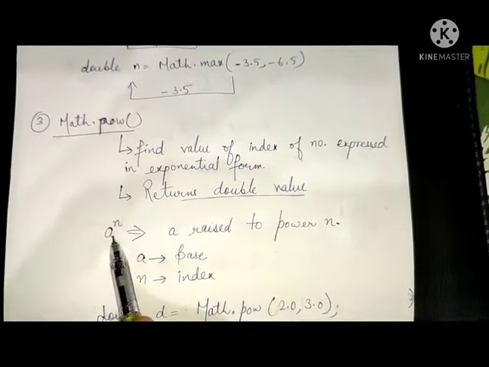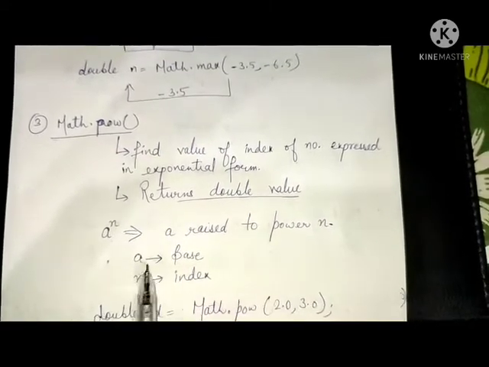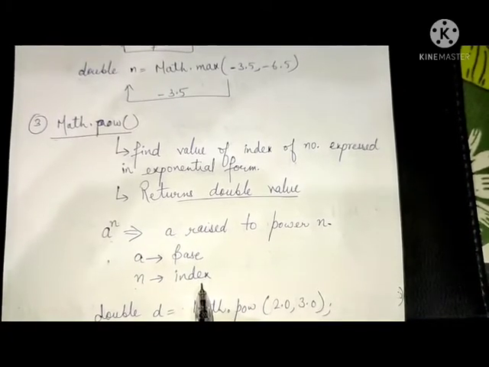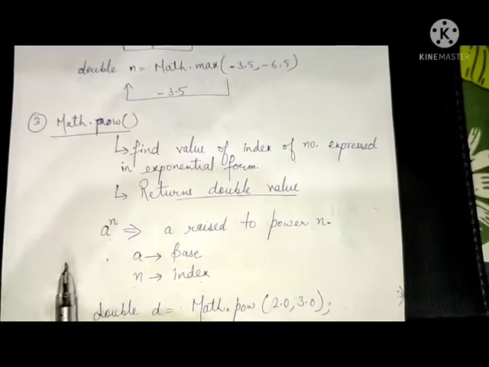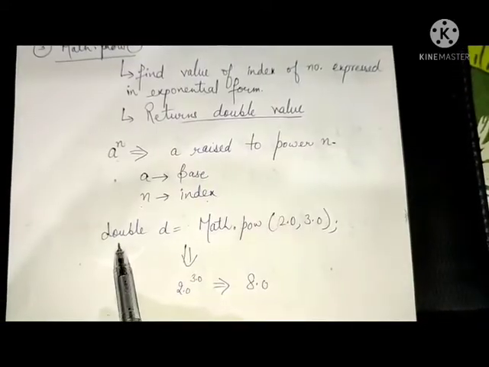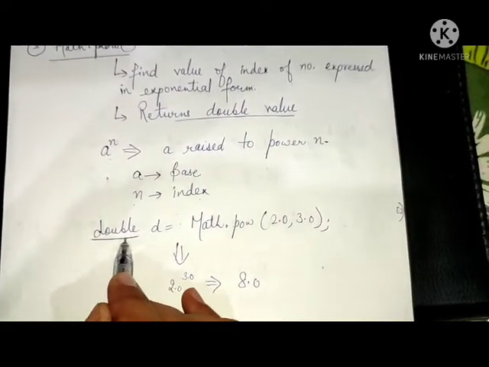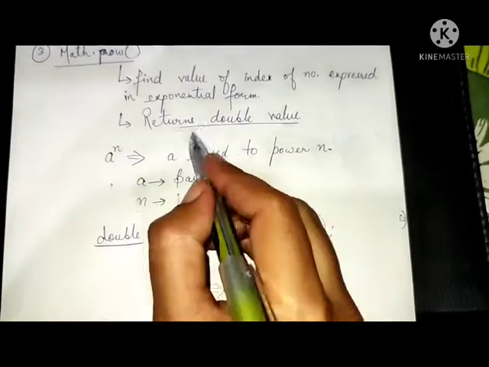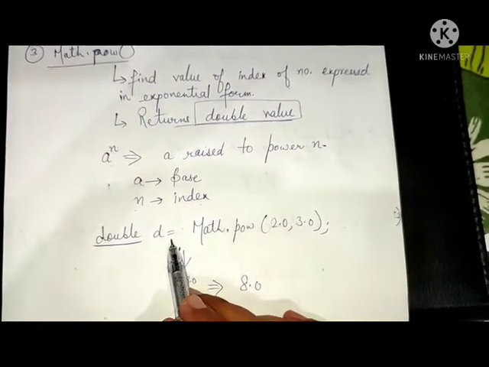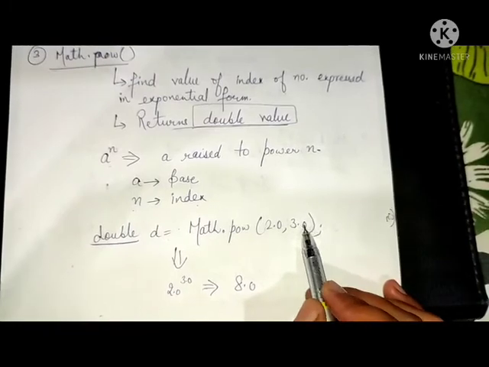So here if I am writing a is raised to power n, what does it mean? A is the base and n is the index, and this pow method is used to find the power of any number. Now take the example. Here you have to write double always, because I have already told you it returns the double value always.